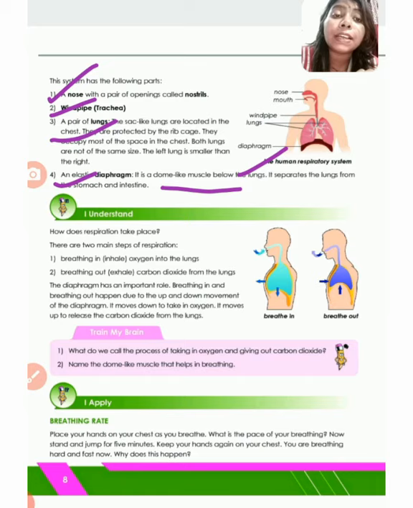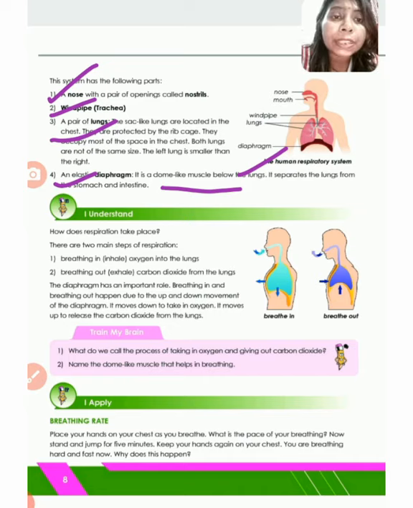And that time it pushes the air to come out. Yes, when it contracts, it makes the air get in. But when it expands, it pushes the air to come out. So when it pushes the air to come out, we breathe out.